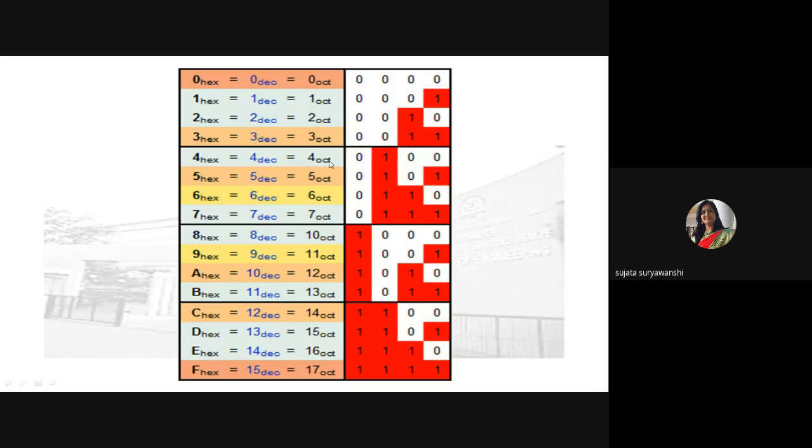Now, how to write 5? 5 means 4 plus 1, and 1 is the magnitude of the last bit, that is the LSB bit. So 4 plus 1, where 4 is the location of the third last bit and 1 is the location of the last bit. When you want to find the equivalent binary digit, you simply write down 1 at those particular places.